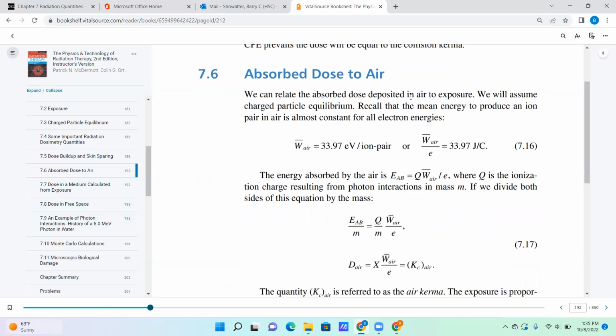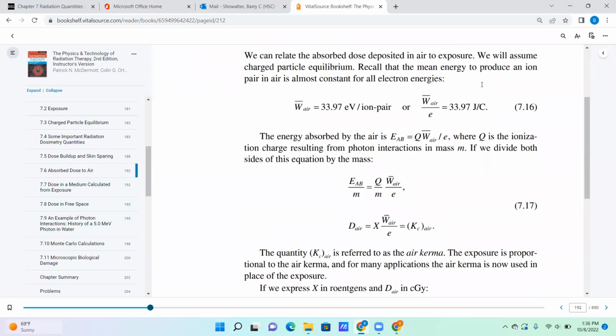We can relate the absorbed dose deposited in air to exposure. So if you can link the dose deposited in air to exposure, that's going to be a critical link to getting to the relationship between the energy and the dose that's going to be deposited. We're going to assume charged particle equilibrium.